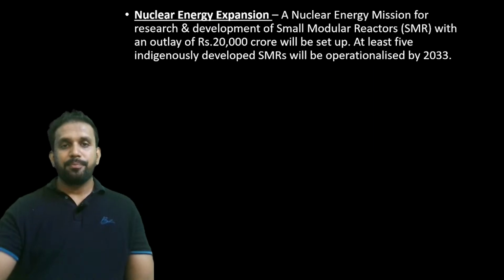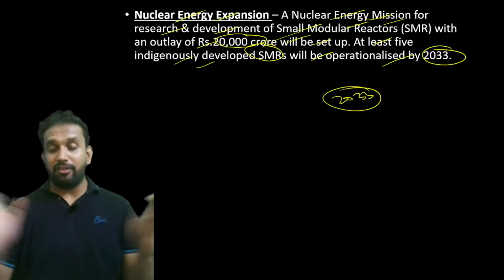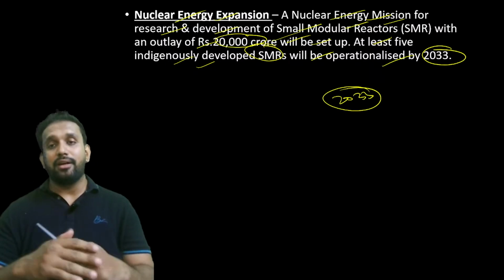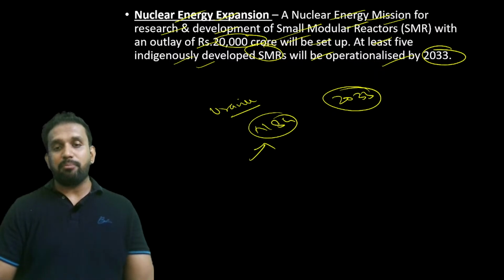Then, nuclear energy expansion by 2033. We should have small reactors. We will not have any problem with regard to energy, but we do not have uranium. For that purpose, obviously, we should be a part of the Nuclear Suppliers Group. We are not a member of it. India needs to be a member of this, but they are not giving us the membership.